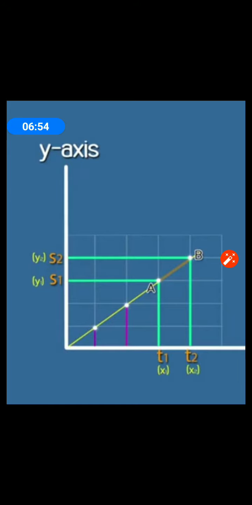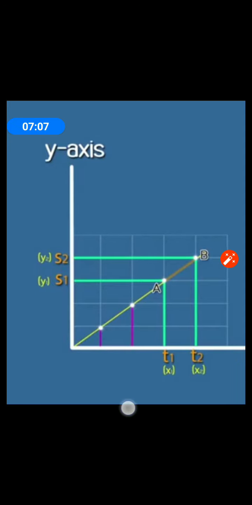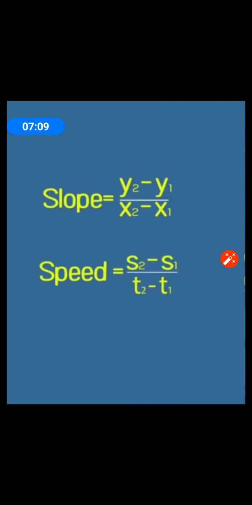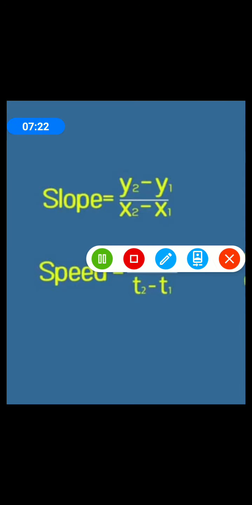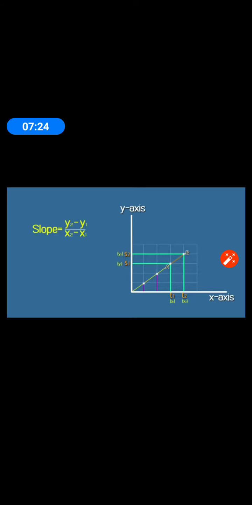Then the distance between A and B is S2 minus S1, and the time between A and B is T2 minus T1. Now you can see over here that slope is equal to y2 minus y1 upon x2 minus x1, which is equal to speed, which is equal to s2 minus s1 upon t2 minus t1. Okay. In this way, we will calculate the speed of an object using the graph method.